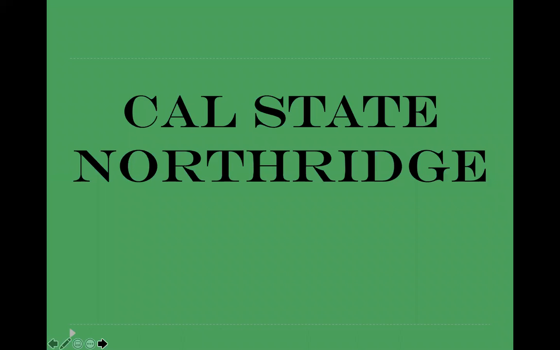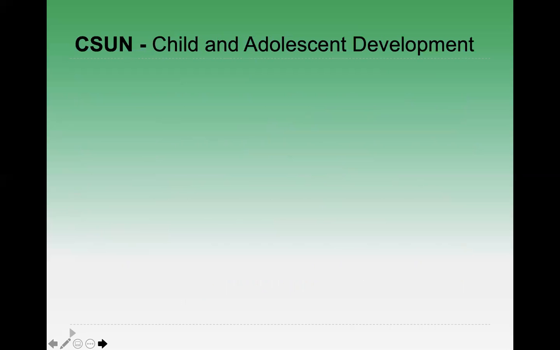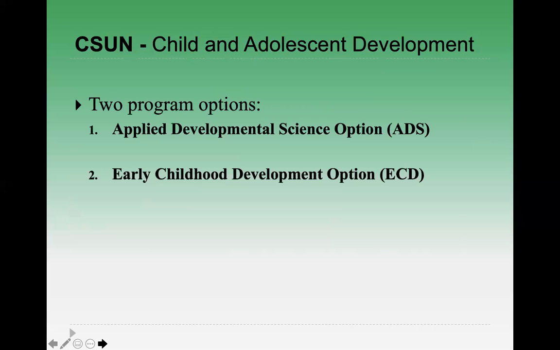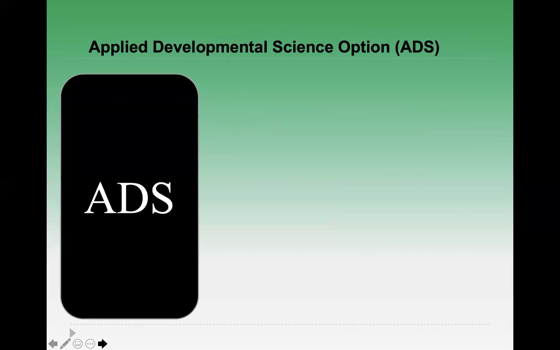And now I'm going to give some brief overviews of a few other CSUs. So for example, there's Cal State Northridge, and CSUN has a Child and Adolescent Development Department. They offer two program options, which are the Applied Developmental Science option and the Early Childhood Development option. So first, to talk about their ADS option.